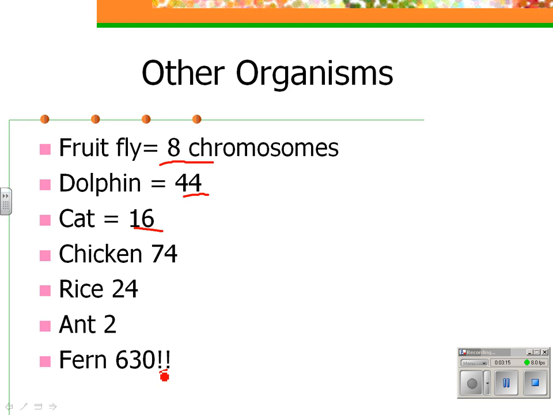One thing you'll notice about all these numbers is that they're even. Why are they even? Well, because an ant, for example, has 2 chromosomes. It gets 1 from mom and 1 from dad. A cat gets 8 from mom and 8 from dad, and so on. So, the number of chromosomes an organism has will be even.